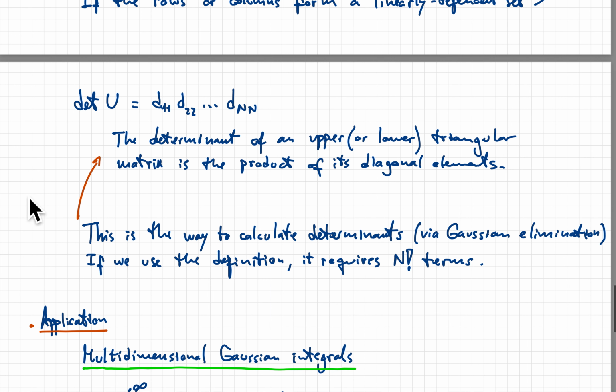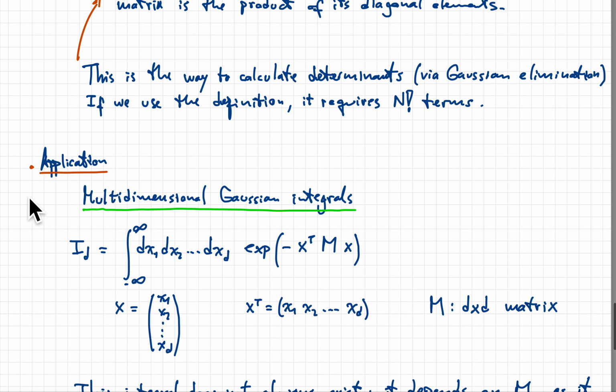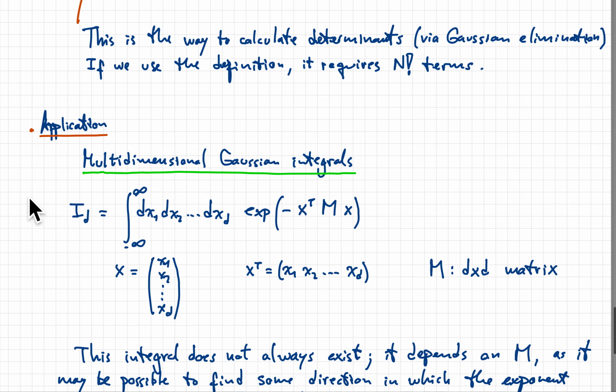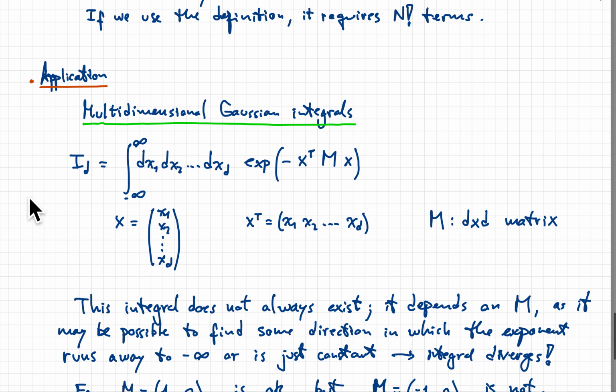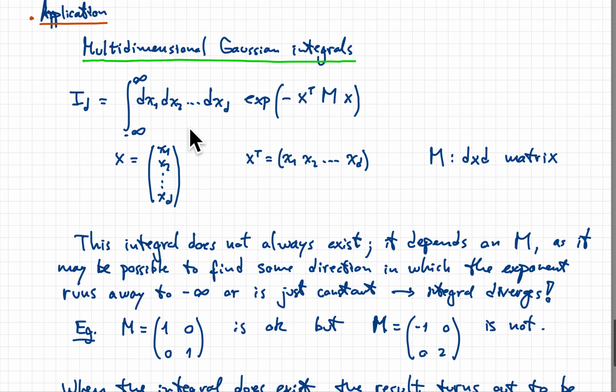Now, as an application of determinants, I want to mention these multidimensional Gaussian integrals. We're not going to see exactly how to calculate them. I will just state the result, but this is how it goes. So if you have a multidimensional Gaussian integral that looks like this, and this is not esoteric, this actually appears in quantum field theory all the time, and so these integrals look like this.